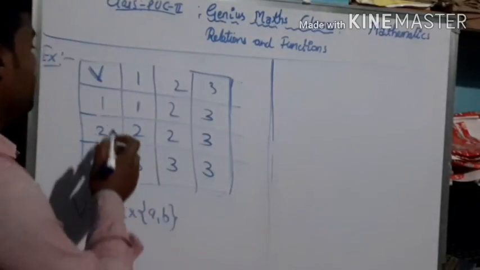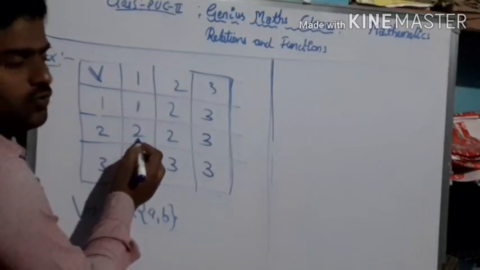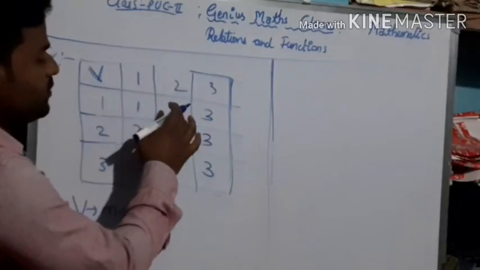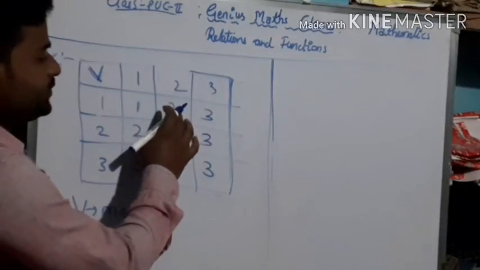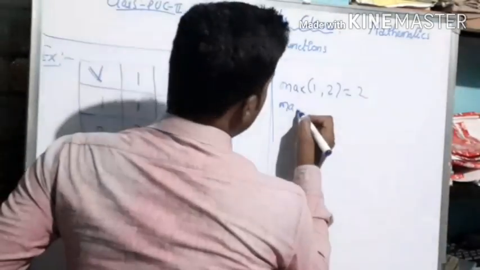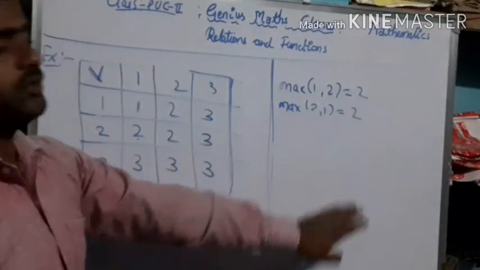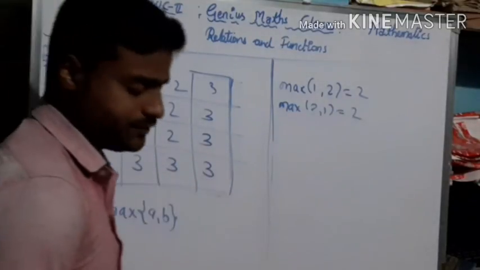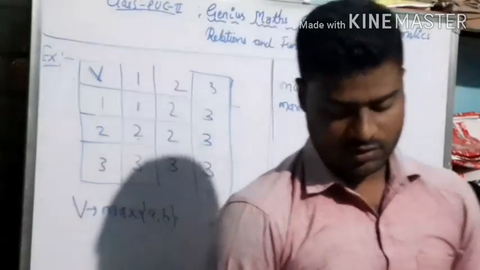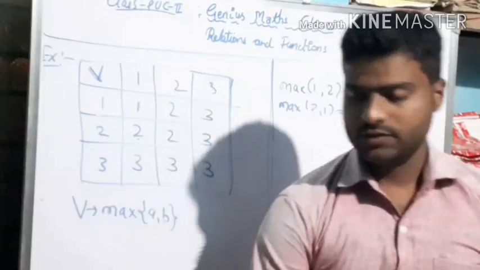Okay, so here if I consider 2 comma 1, what is the largest number? 2. If you consider 1 comma 2, what is the largest number? 2. So the maximum of 1 comma 2 is also 2, and the maximum of 2 comma 1 is also 2. So both ways you are getting the number 2. This is called commutative law. This is called a commutative operation. Okay, so we are defining a commutative operation on this.